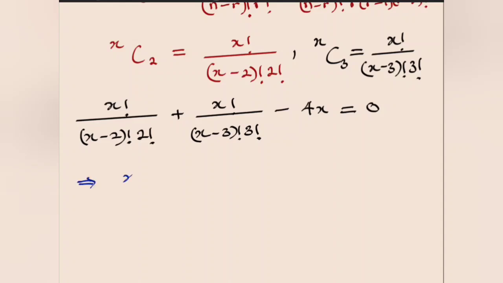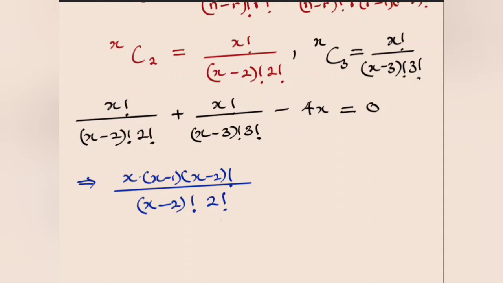Let me say x multiplied by x minus 1 multiplied by x minus 2 factorial. It shows that it continues. Then all over (x minus 2) factorial as well, then 2 factorial, and our 2 factorial is 2 times 1, which is the same thing as 2, plus the same thing applicable here.